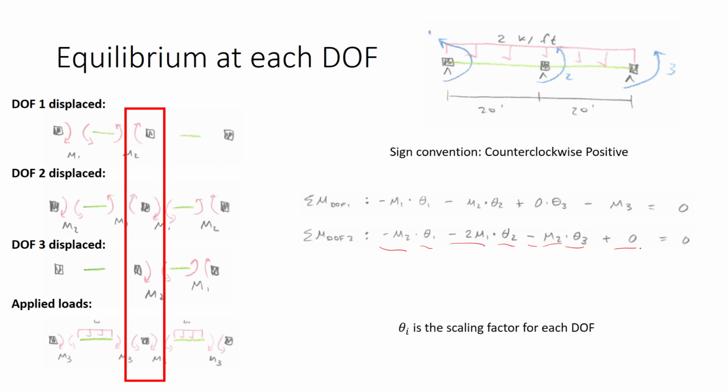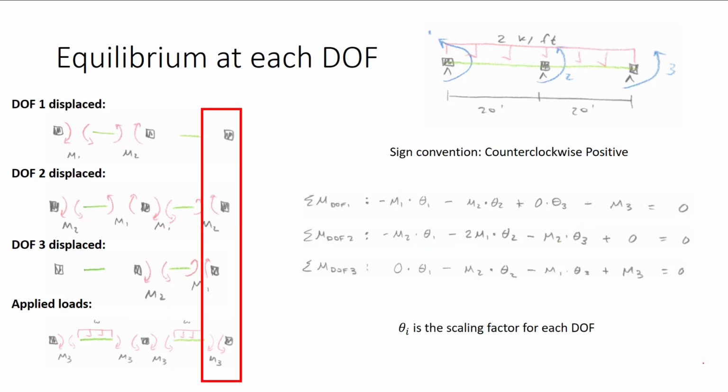Now we move on to the forces acting at degree of freedom 3 in all of these situations at the same time. There's no force for the top diagram. There's a scaling factor that we put in for completeness. M2 on the second diagram acts in a clockwise or negative direction times the scaling factor. In the third diagram, M1 acts in the clockwise direction times the scaling factor. In the last diagram, M3 acts counterclockwise or positive.